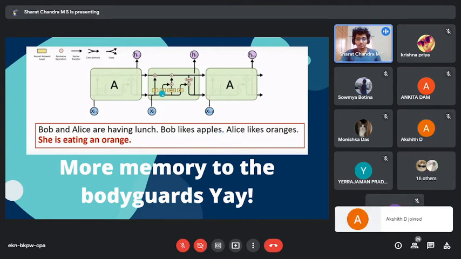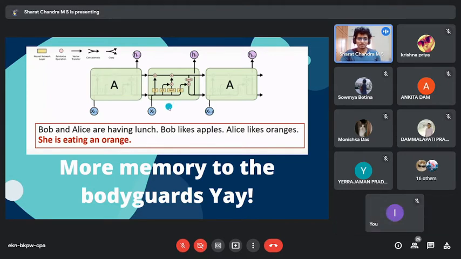So that is how LSTMs help you in gaining the context, giving you more memory, and also giving you the power to edit your own memory on what to choose, what to remember, and what not to remember.